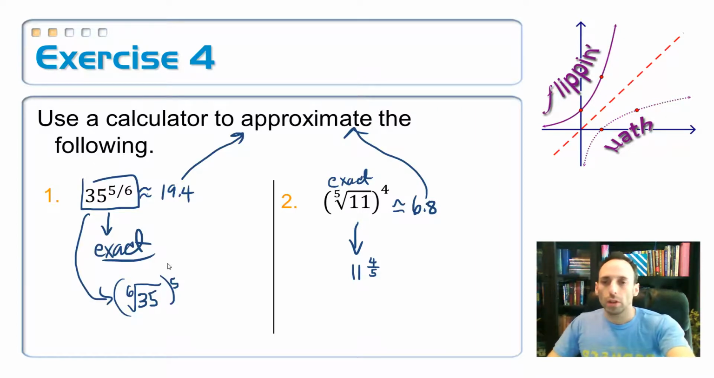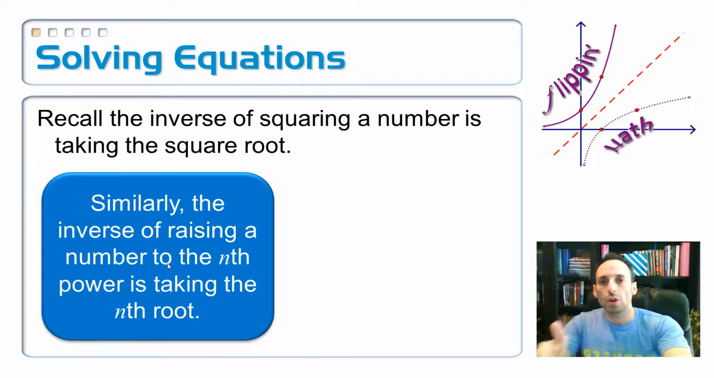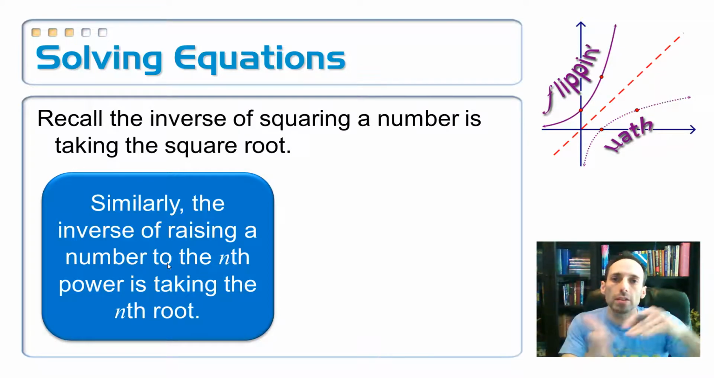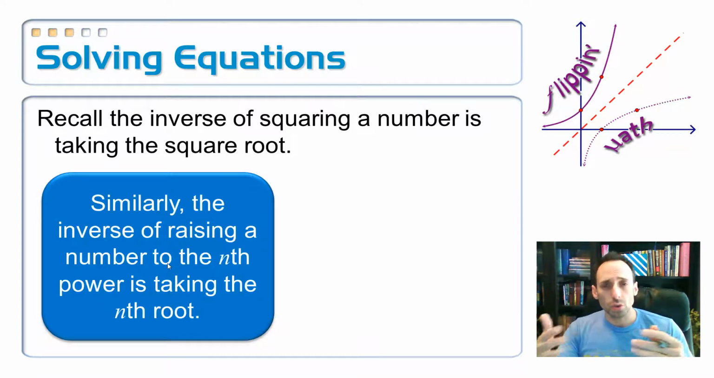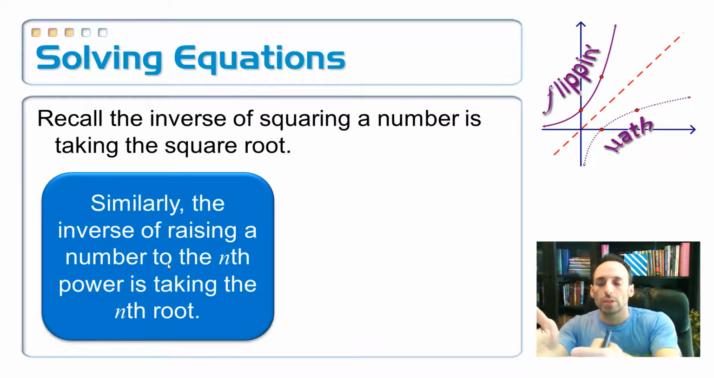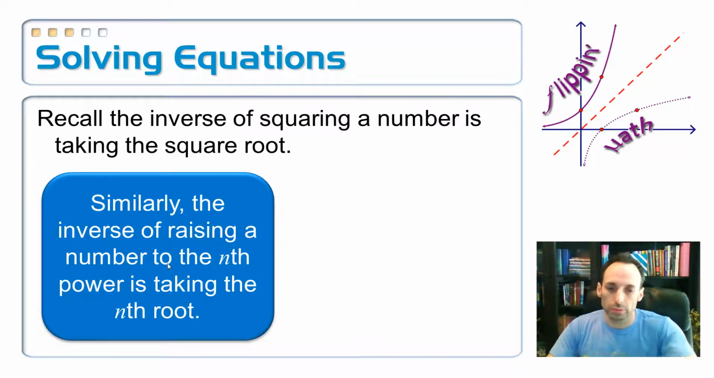Okay, one last thing on this one, and that is solving some equations. So whenever you solve an equation, you know you're always doing the inverse operation. So if it says x plus 2, you minus 2 to the other side. Instead of multiplying, you would divide. Instead of squaring something, I would take the square root. So the inverse of squaring is taking a square root. So the inverse of raising a number to the nth power would be taking the nth root.